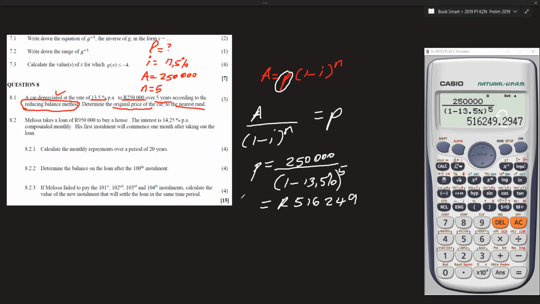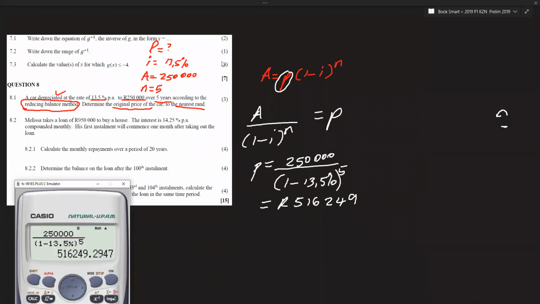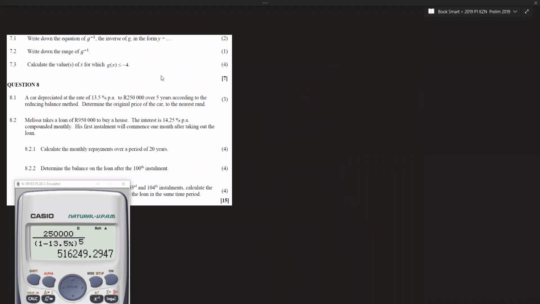Perfect. Then let's do 8.2. So 8.1 we found. Now we can go to 8.2. So on 8.2.1, let's do our to-do list first.